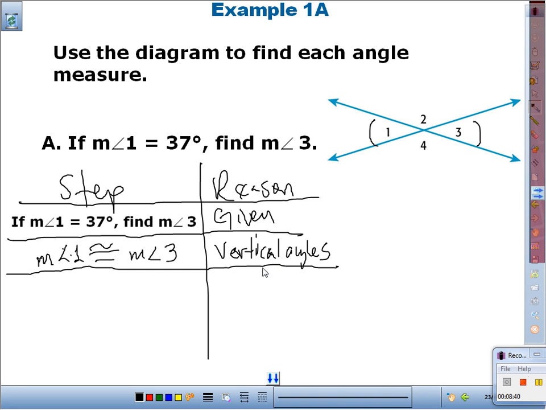Is that correct? So now that we have that, can we solve now? What can we write for our last step? Measurement of angle 3 equals 37 degrees, and that's our solution.